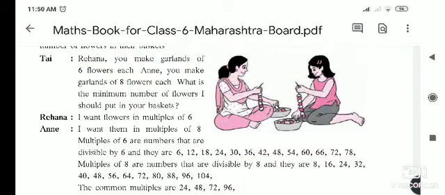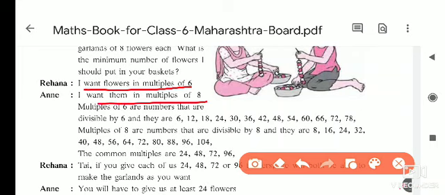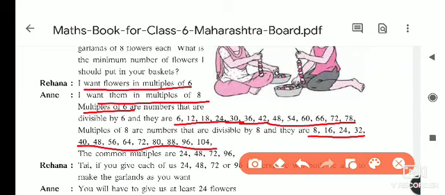The first step of finding the LCM is given in our textbook: we have to find the multiples of 6 and the multiples of 8. The 6 table gives the multiples of 6, and the 8 table gives the multiples of 8. Multiples of 6: 6 1s are 6, 6 2s are 12, 6 3s are 18, 6 4s are 24, 6 5s are 30, 6 6s are 36, 6 7s are 42. Multiples of 8: 8 1s are 8, 8 2s are 16, 8 3s are 24, 32, and so on.